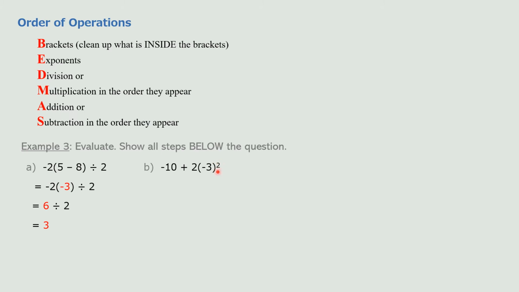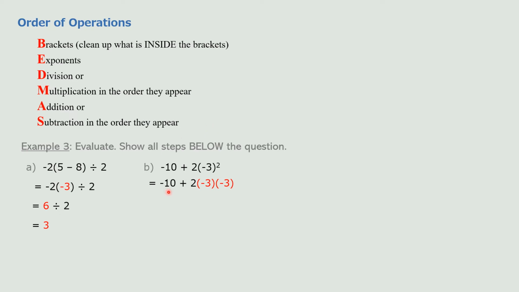What is the exponent touching? It's touching a bracket. This whole negative 3 bracket set gets written out twice. That's really important, or you'll mess up the signs if you don't do that. So now we've cleaned up the exponents. Now we're on division, multiplication in the order they appear.